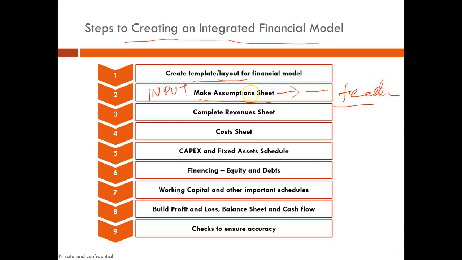Once you make this sheet, you add up all the assumptions, and then from there, you complete the revenue sheets and all the cost sheets. Once this is done, complete the CapEx and fixed asset schedule, followed by the completion of the financing sheet. Finally, complete the working capital and other schedules, which are very important. Technically, if you follow these steps, you will be able to complete 90 to 99% of the modelling work, which is there in the end of this work.